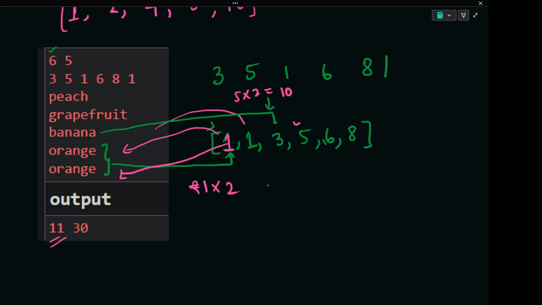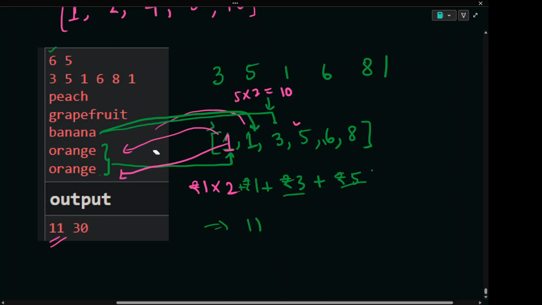Banana will be 3, so that will be nothing but rupees 3 plus grapefruit will be 5, rupees 5 plus peach would be, no, banana would be 1. I'm sorry. Banana would be 1, right? Because this one was taken by orange. Banana will be 1 plus 1 rupee plus 3 rupees plus 5 rupees. That will make it 11.